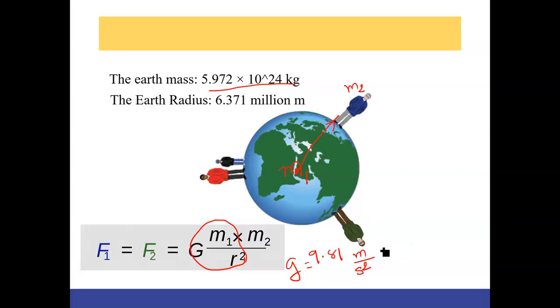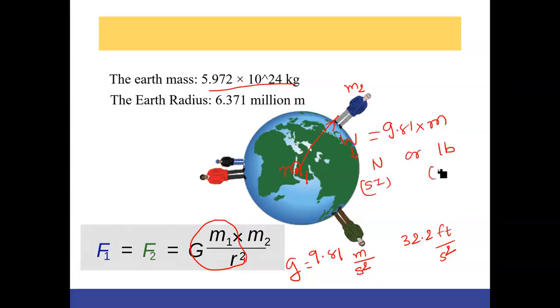If it is the FPS system, then the value of g will be 32.2 feet per second squared. So remember that the gravitational pull that we experience is nothing but the gravitational attraction by the earth on our body, and that can be calculated as 9.81 multiplied by our mass. In fact, we also call this quantity the weight of the person, and for that we use the unit newton in the SI system, or pound in the FPS system.